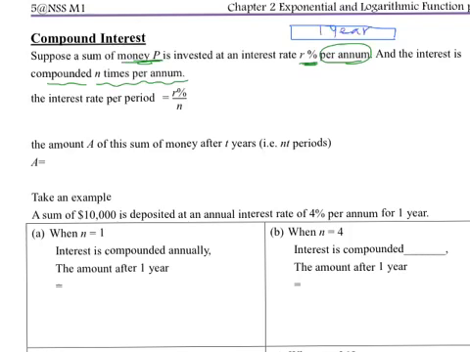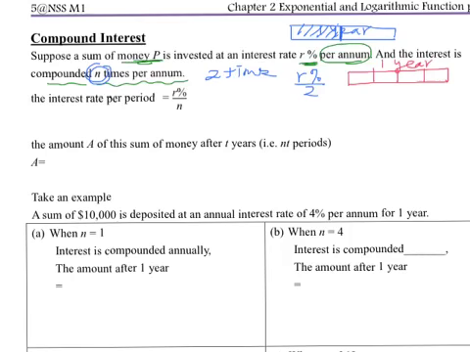But if now the interest is compounded n times per annum, for example, 2 times per annum, that means the year is divided into 2. Therefore, for each half year, the bank will not give you R%. The bank will just give you R% divided by 2. Therefore, the interest rate per period is R% over n.